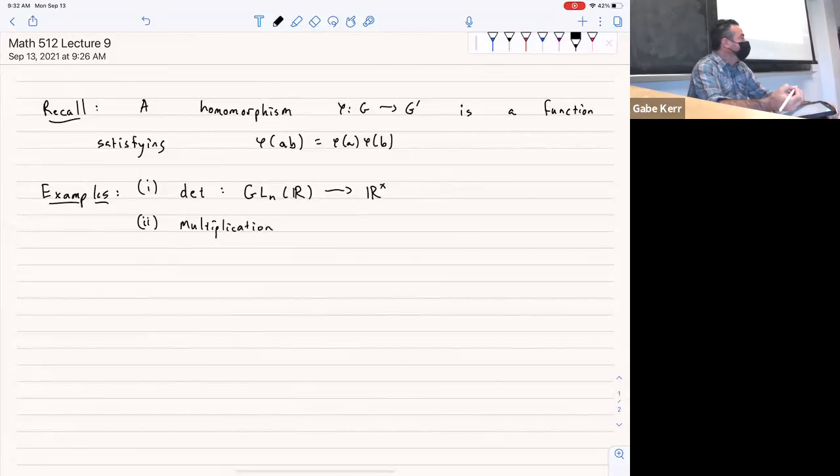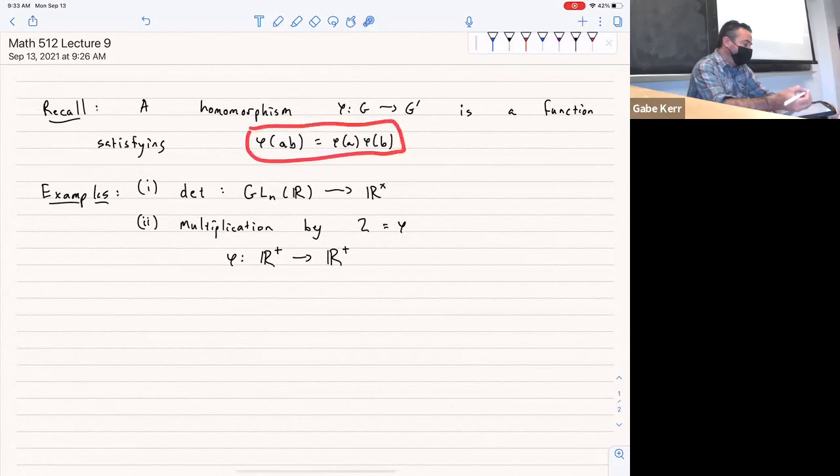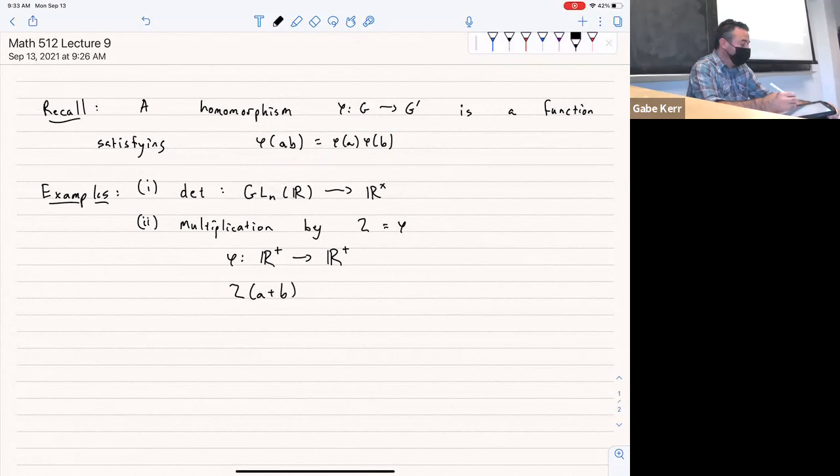You can multiply by any number, but let's say by 2. And let's call this phi. Then phi is going to send R with addition to R with addition. Why is that? What is the law? Well, this is really just a distributive property, right? We're saying that if I add two elements and multiply by 2, it's the same thing as multiplying each by 2 and then adding.